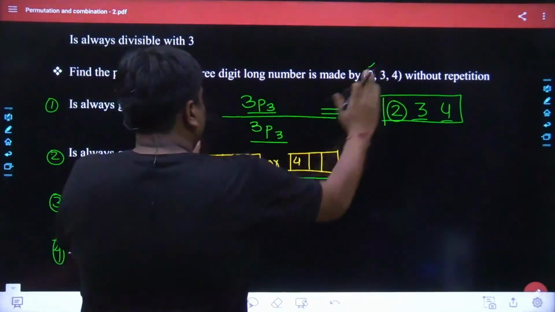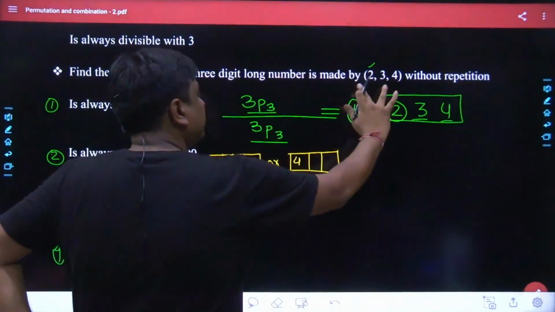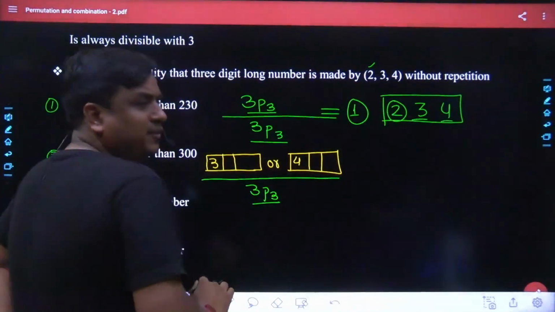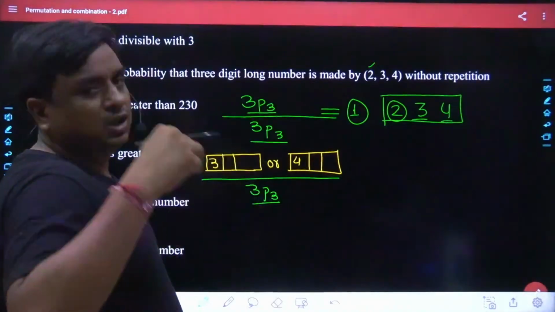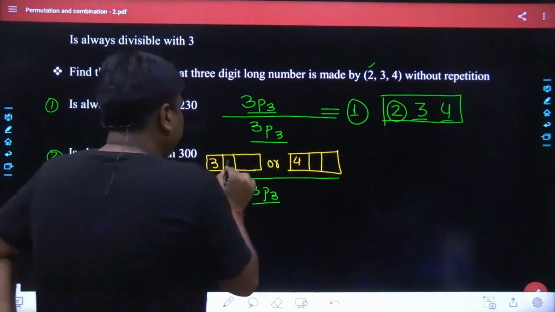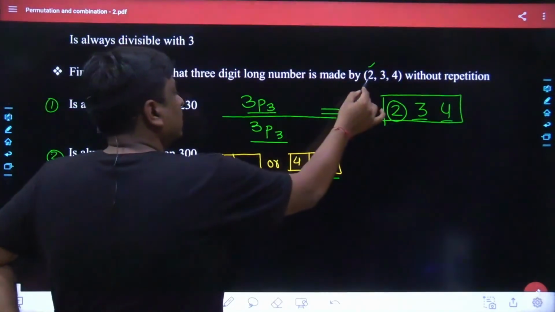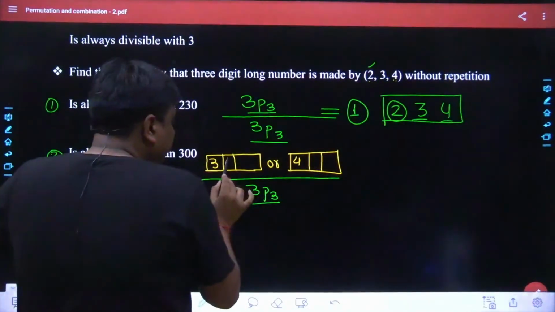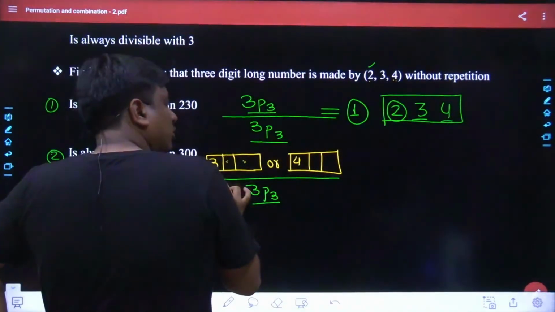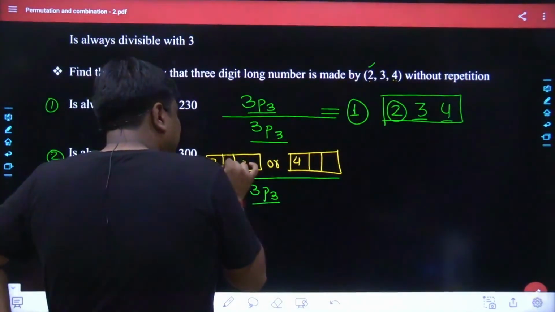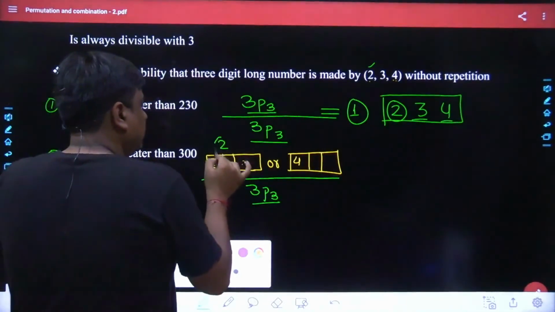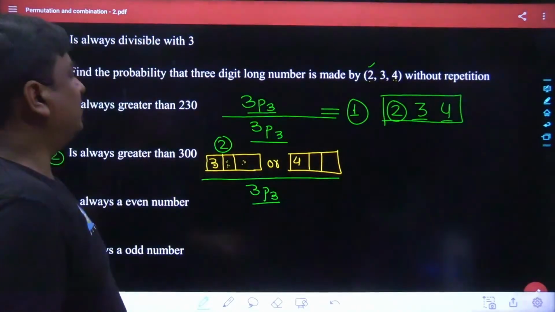3 is frozen. How many different ways could the 2 items be selected and ordered? How many different ways? 2P2. If you don't want to use the concept of permutation, how many different ways could this box be filled? 2 and 4 have been left out. The 2 different ways this box could be filled. See, the 3 is already frozen, so you are just left with 2. So 2 possibilities are there over here, and that is 2P2.